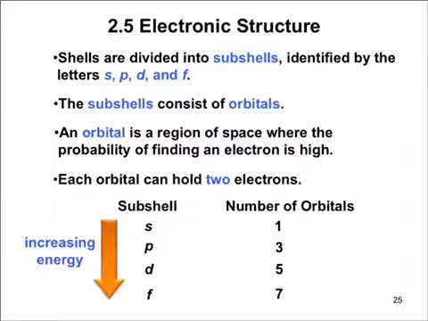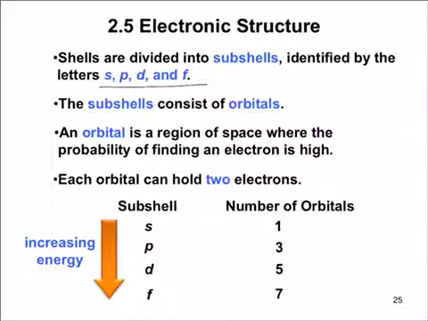Now, each of these shells are divided into subshells. Okay? So each of these energy levels are divided up into smaller parts. And these are identified by the letters S, P, D, and F. S, P, D, and F. Okay? Why S, P, D, and F? It's a great question. It has to do with the way light interacts with matter. Okay? S, P, D, and F stands for simple, principal, diffuse, and fundamental, if I remember correctly. They're letters that have stuck.